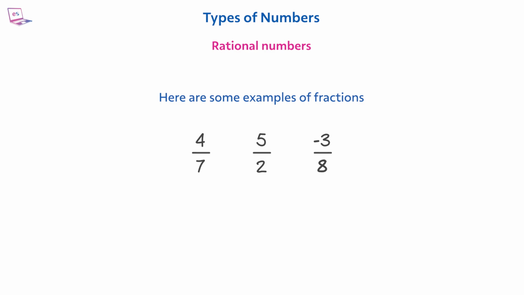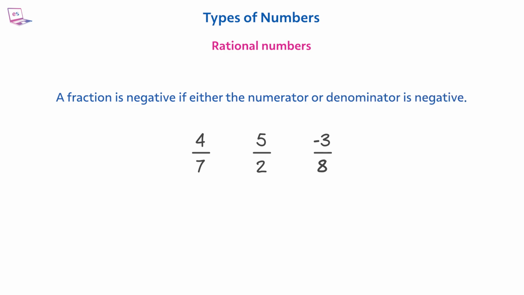This is an example of a negative fraction. A fraction is negative if either the numerator or denominator is negative. Next, let's move on to the last category of rational numbers, terminating or recurring decimals.